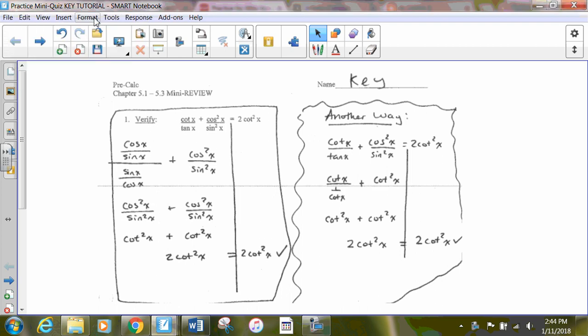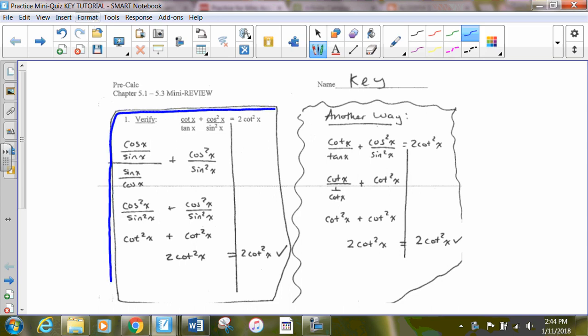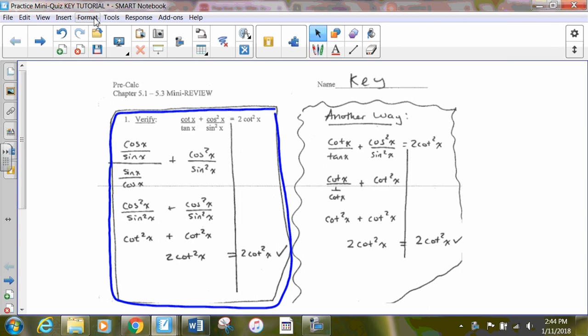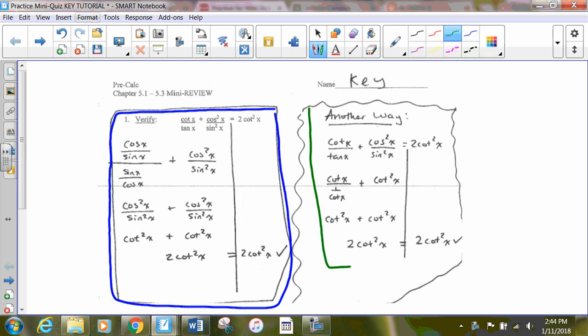Okay, let's take a quick look at this practice mini quiz key together. So we're looking at the first problem, and you can solve it either way. You can not solve, but you can verify either this way or this way, depending on how your mind looks at it.